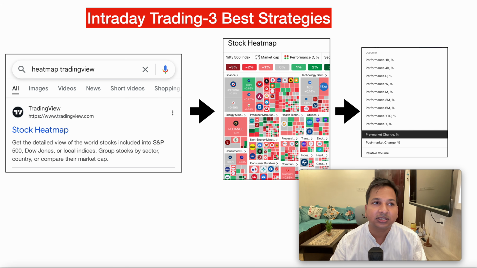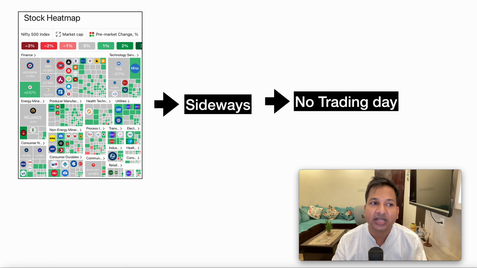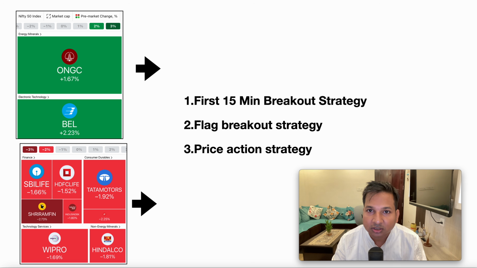So what we learned, we will quickly go through. First, we had three problems. First is how to know the market sentiment, that we solved with the heat map of TradingView. If it is showing most of the stocks in green, it is bullish, otherwise bearish or sideways. Now when we know the market sentiment, we want to know which stocks to trade in, that we know from the heat map with the 2 and 3% change in pre-market. Then three strategies we learned: first 15-minute breakout strategy, flag breakout strategy, and price action strategy. Any of these strategies you can use.